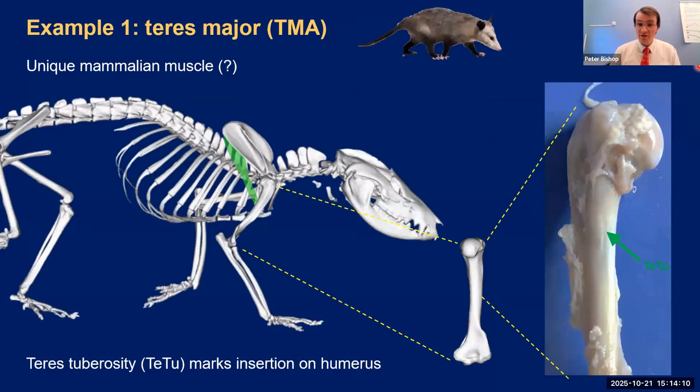Now, to provide a couple of examples of the kinds of insights we can gain from this approach, I'll walk through a few examples now. So first of all, we have the teres major. This is a muscle that is unique and distinctive to modern mammals, and it's a forelimb muscle. It runs from the scapula or the shoulder blade down to the back of the humerus or the upper arm. And this muscle typically leaves a distinctive scar on the back of the humerus called the teres tuberosity.